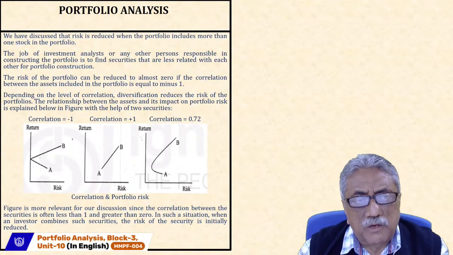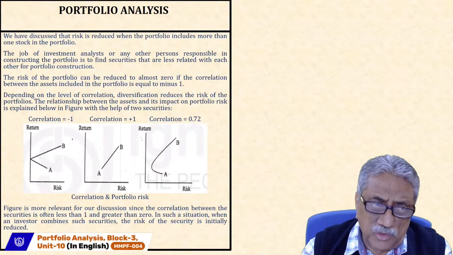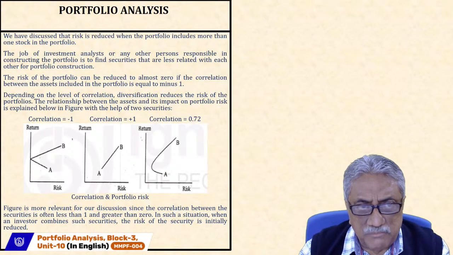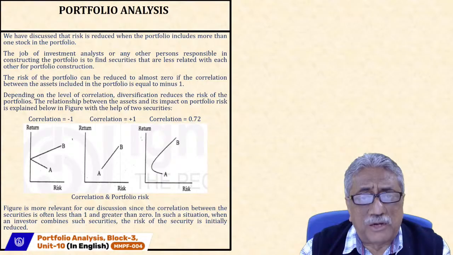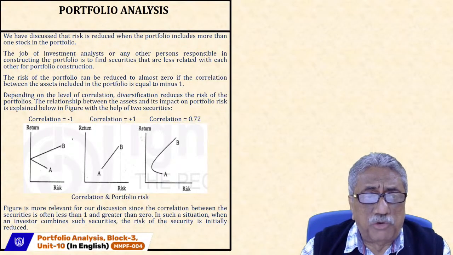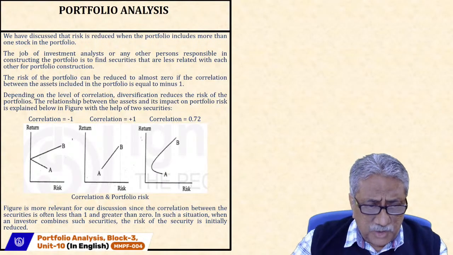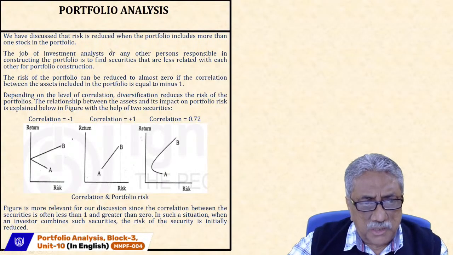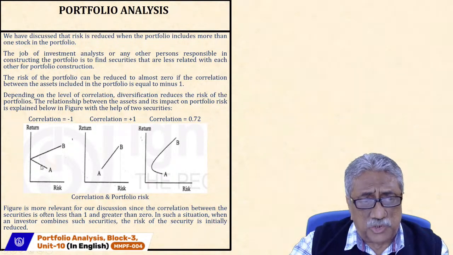Now, depending on the level of correlation, diversification reduces the risk of the portfolio. This I have repeated a number of times by this time. The relationship between assets and its impact on portfolio risk is explained below in a figure with the help of two securities. Now let us say two securities. Here B is one security, A is one security.